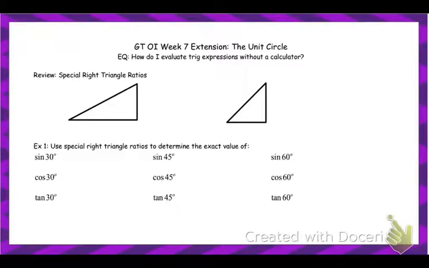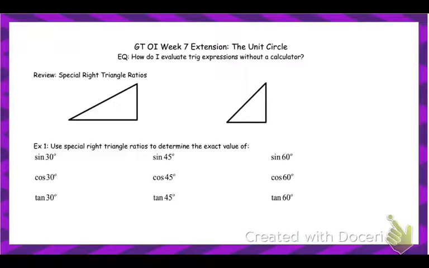Hi guys, so this extension video is going to continue from what we did last week, where we're looking at some of the trig that you guys are going to see when you get to pre-cal, combining some things that you did back in geometry and looking ahead at how you're going to use those when you get to pre-cal. So what we're going to look at first is just reviewing your special right triangle ratios.